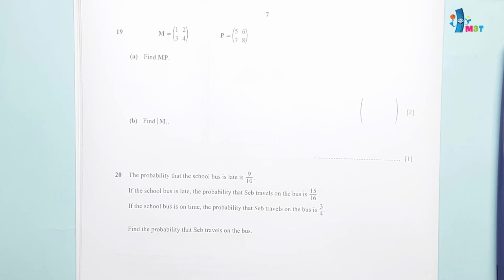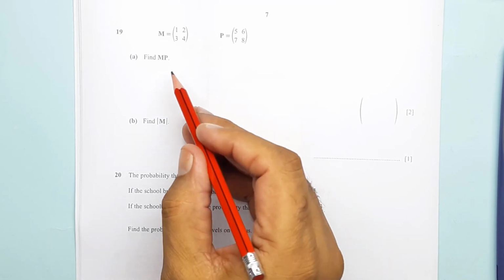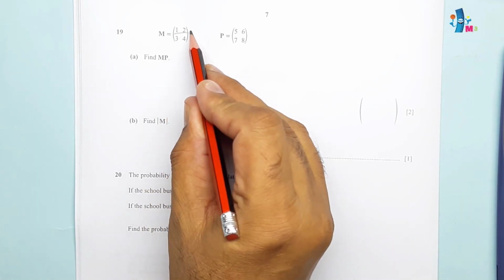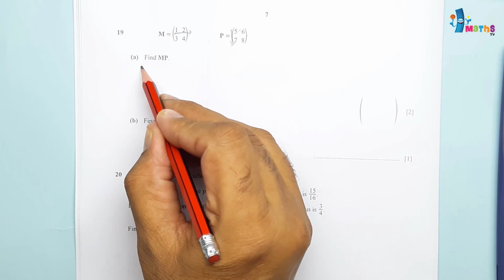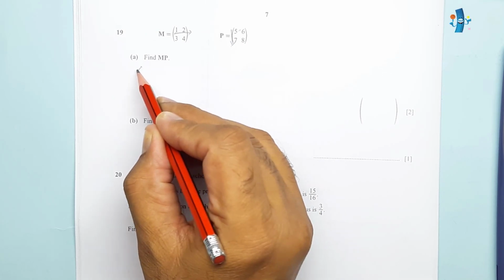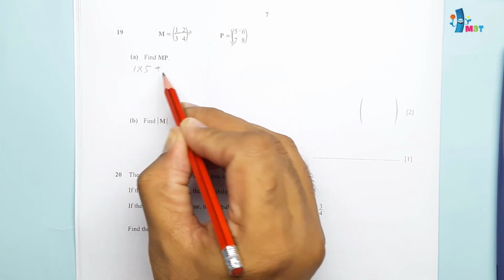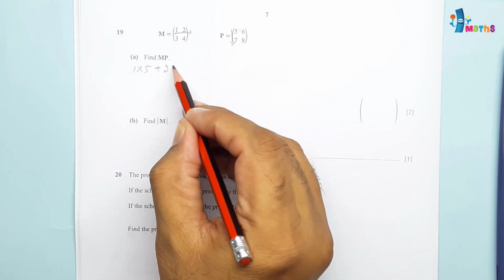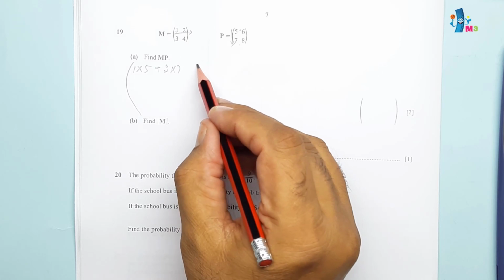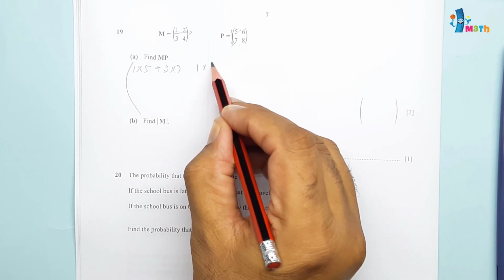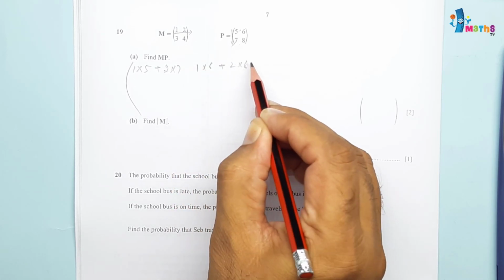And question number 19 is a matrices question. MP we have to find. M is given, P is given. So first row, first column will multiply 1 into 5. So 1 into 5 plus 2 into 7. This will be the first expression. Then this one, 1 into 6 plus 2 into 8.